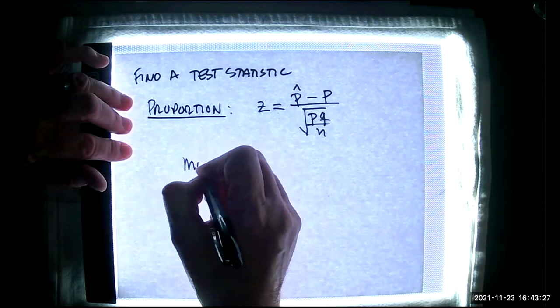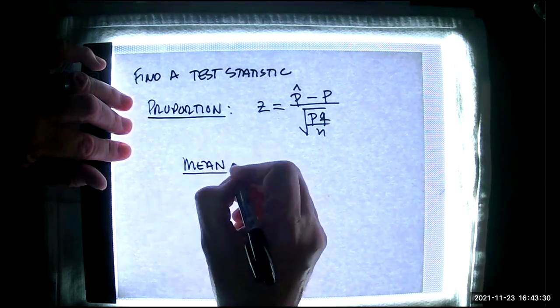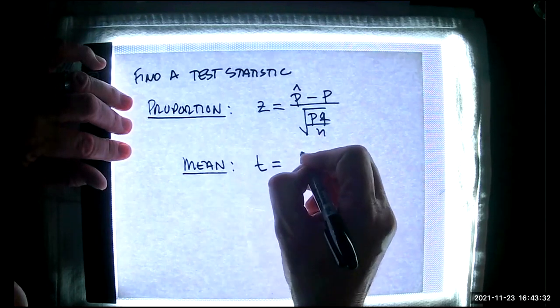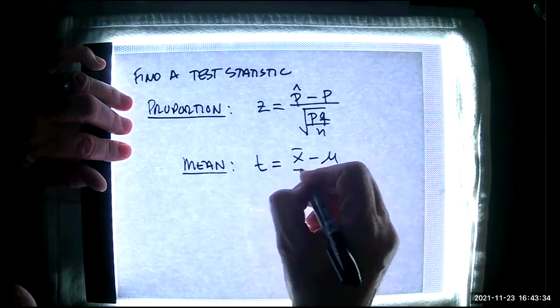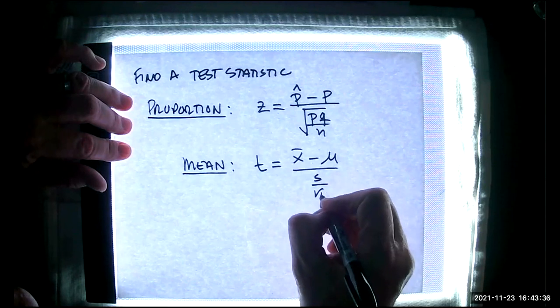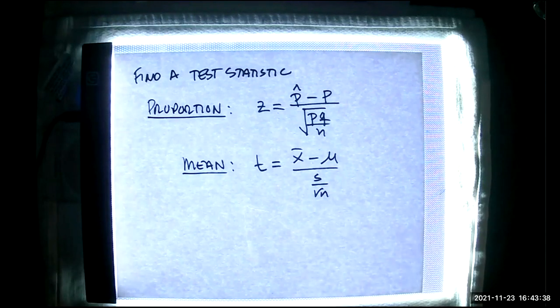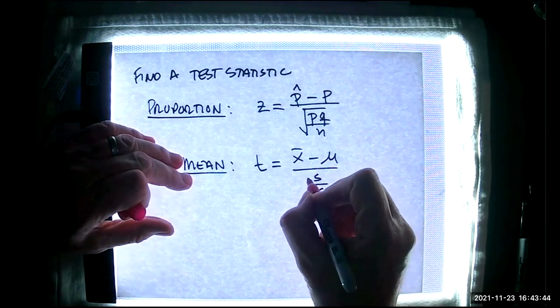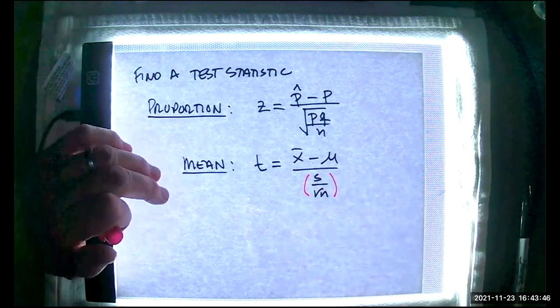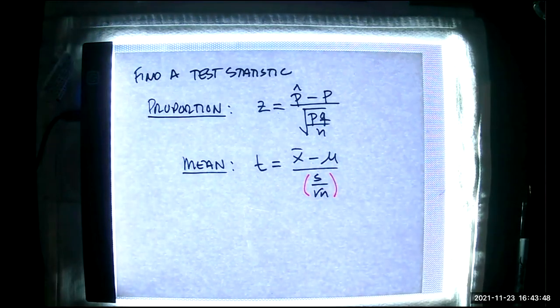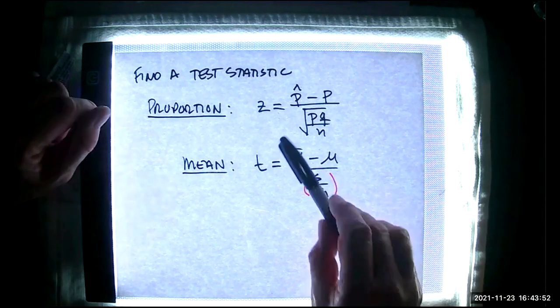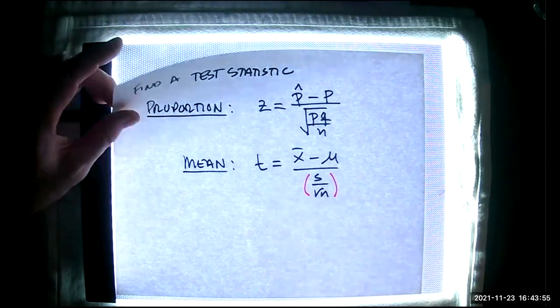For a mean, we use the t-distribution, and it's x bar minus mu divided by s over the square root of n. This one is a little bit more tricky in terms of the order of operations. After you calculate your numerator, you still need parentheses around the denominator. Let me give you an example of finding the test statistic for a proportion.